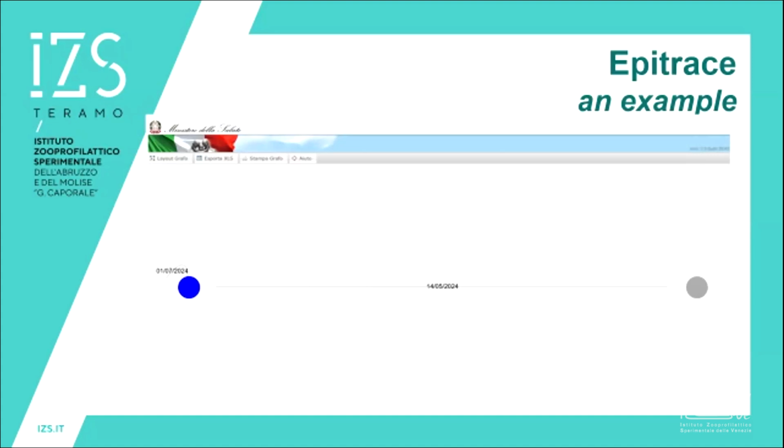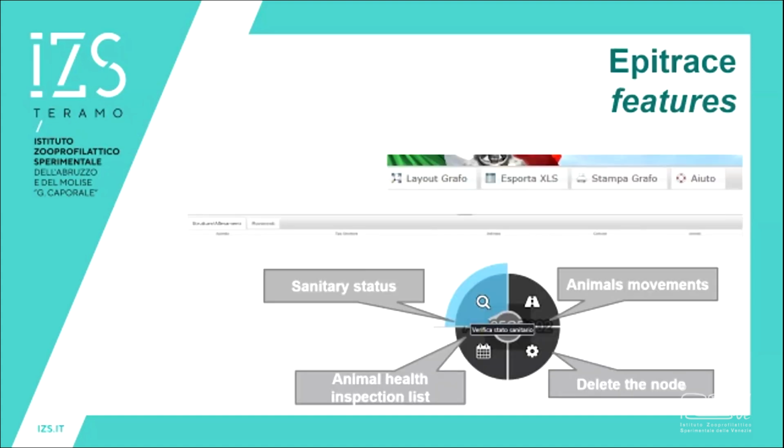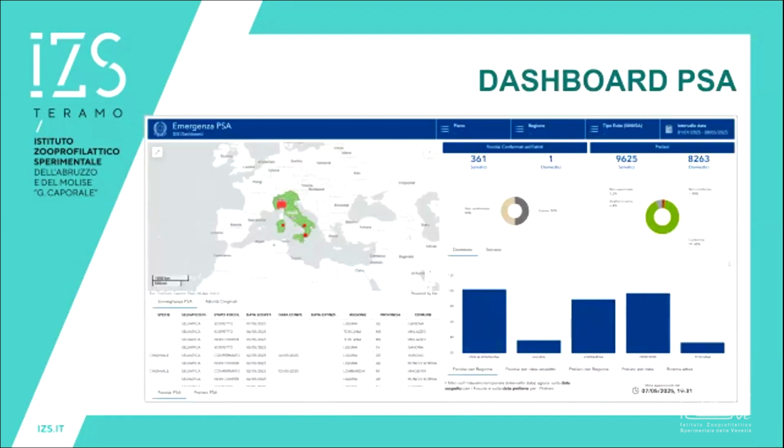As you can see, the blue one is the farm of your interest, and then the movement. Of course, I actually removed some sensitive information due to privacy, in fact. And then also you can modify the graph, and you can interact with the various information. If you right-click on the node, you can see the sanitary status of the farm, the animal health inspection list, the animal movement in detail, and as you can customize the graph, you can also delete the node.